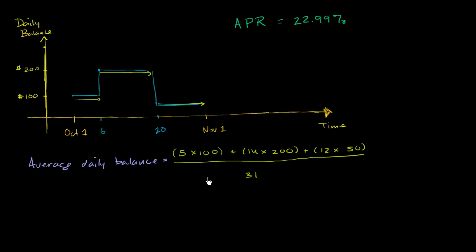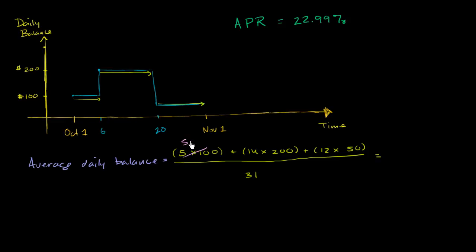Just to make it clear that this is the average daily balance, I could have written down 100 plus 100 plus 100 plus 100, 5 times, and then 200 plus 200 plus 200. Literally, for each day that I'm at 100, I would have written 100, but there's 5 of those. For each day that I'm at 200, I could have added 200 to the top part of this fraction, but there's 14 of those, so I just multiplied 14 times 200. Same thing, there were 12 days when I was at 50. I could have said 50 plus 50 plus 50 12 times, but that's just 12 times 50.